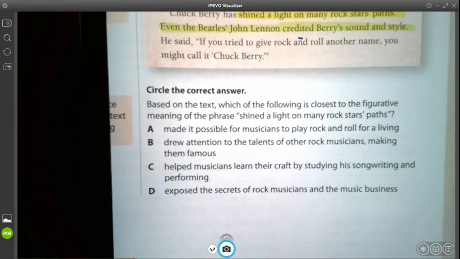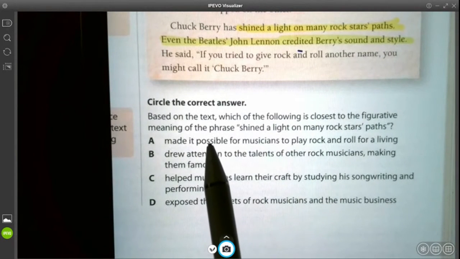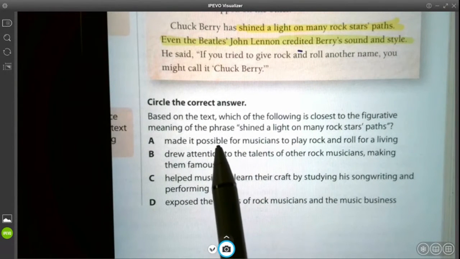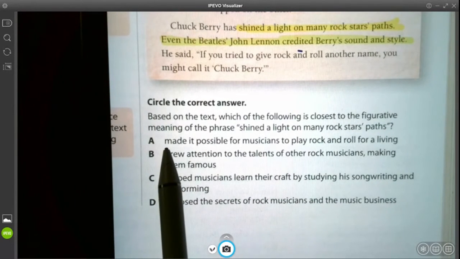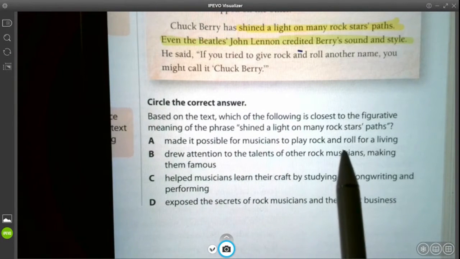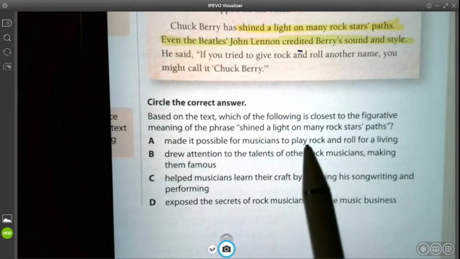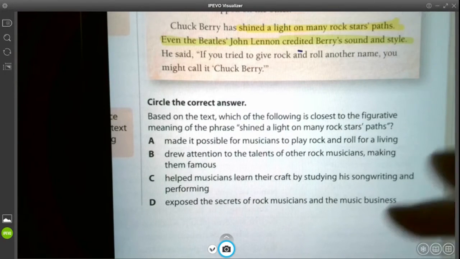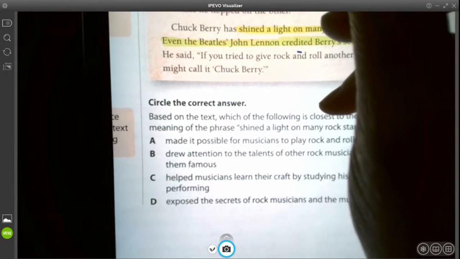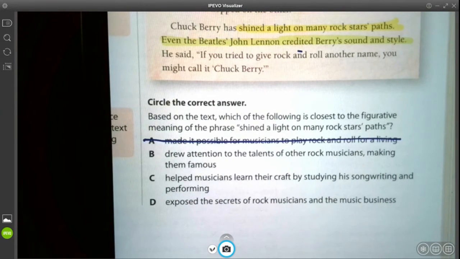Sorry, I didn't realize you couldn't see. So, which of the following is closest to the figurative meaning of the phrase shined a light on many rock stars' paths? So let's practice. Chuck Berry, so if I start with A, Chuck Berry made it possible for musicians to play rock and roll for a living. I don't really think that's correct. There's nowhere in there that really says that he made it possible for them. He was a good example, but he didn't necessarily make it possible for them.